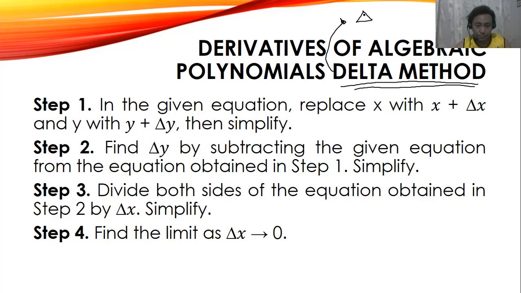For step 3, we have to divide both sides of the equation obtained in step 2 by delta x, and then simplify. Simple lang, di ba? After step 2, divide both sides by delta x, and then simplify. And for step 4, we have to find the limit as delta x approaches 0. After we divide both sides and simplify the equation, we find the limit as delta x approaches 0. Somehow complicated, but let's see how simple it is.